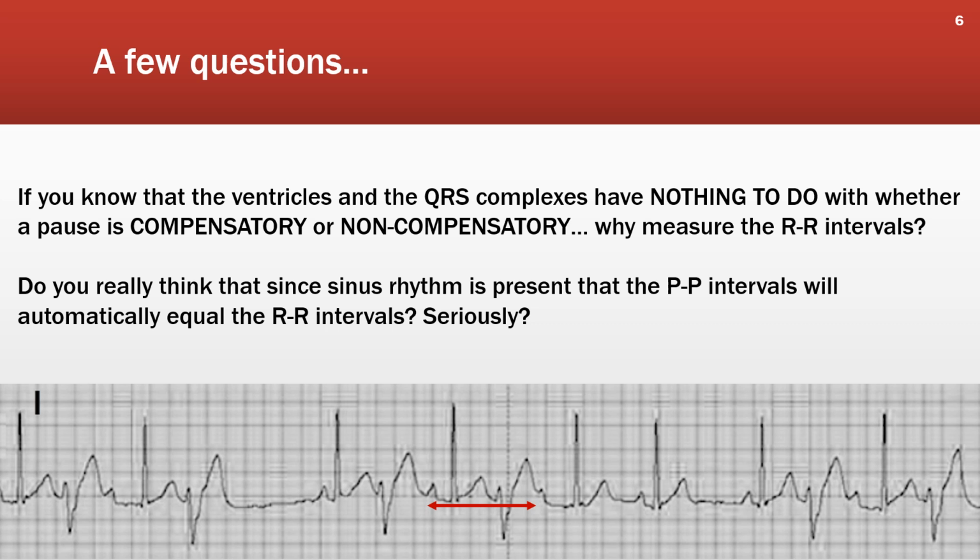Okay, now let's measure one RR interval. Is it the same? Let's compare. No, it's not the same at all. And this is why we do not measure RR intervals. The RR interval can vary widely from the PP interval. So we only measure PP intervals when we're trying to determine whether a compensatory or a non-compensatory pause is present.